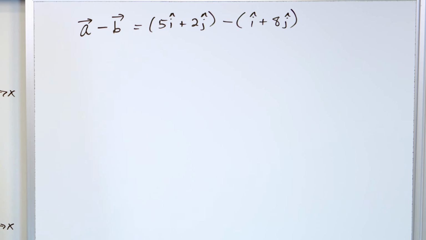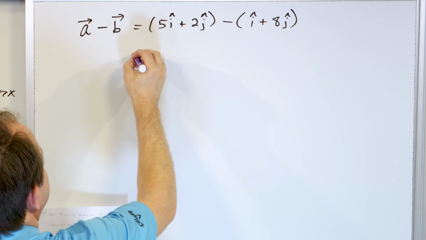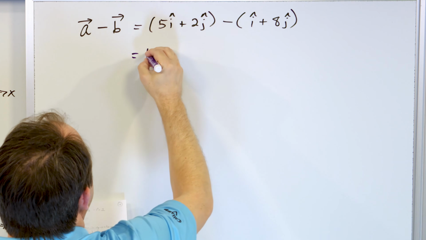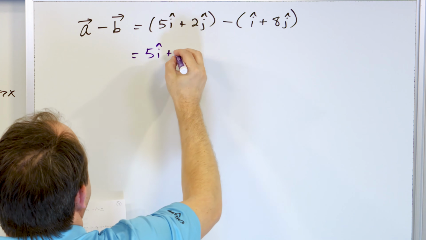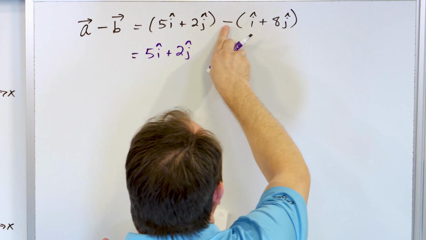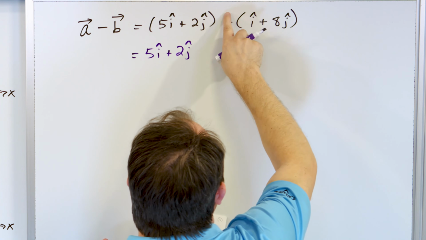We don't have to be fancy or draw anything. We just solve the problem. Now these parentheses can come off. We don't need these. 5i plus 2j. But here we have a -1, and that is being multiplied in here.